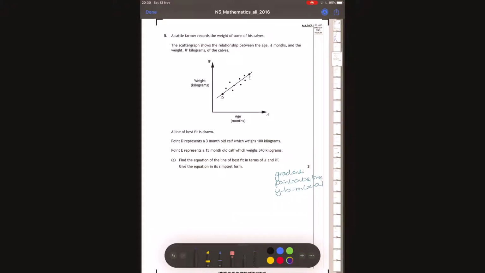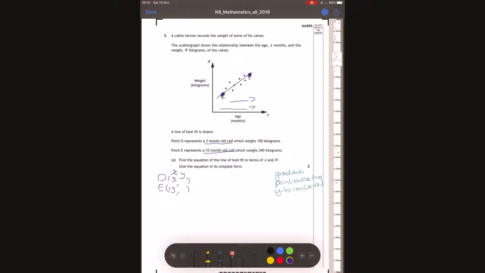So we have 2 points on the line, which is what we need. So we have D and E. Now let's get our values for these. So point D is here. And what do we have on our x-axis? A. So A is for age. So point D represents a 3-month-old calf. That's its age. So its value on the a-axis is 3. A, i.e. x, is 3. E is a 15-month-old calf. So E is 15. Does this make sense? Yes, because E is further along the a-axis than D is.